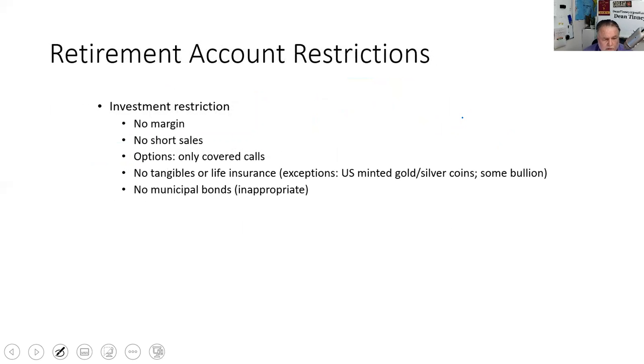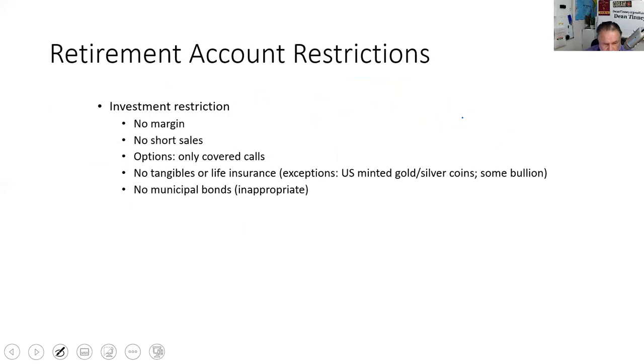Retirement account restrictions: no margin. That means no short sales, because all short sales, test question, must be conducted in a margin account. So whether you want to borrow money from a broker dealer or borrow securities from a broker dealer, you need a margin account. We allow you to write calls against stock you own, covered calls.